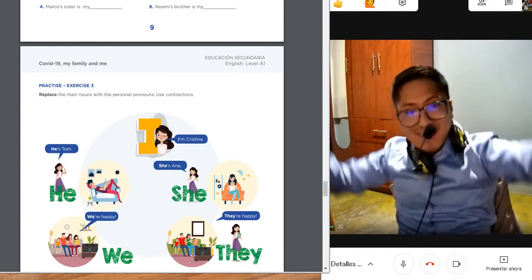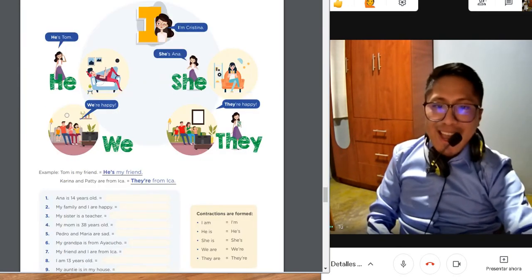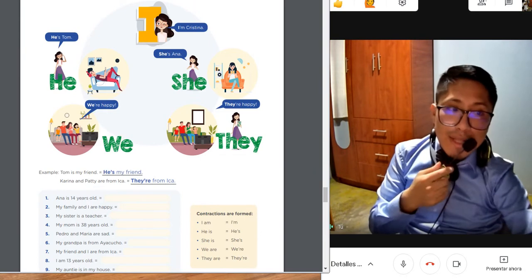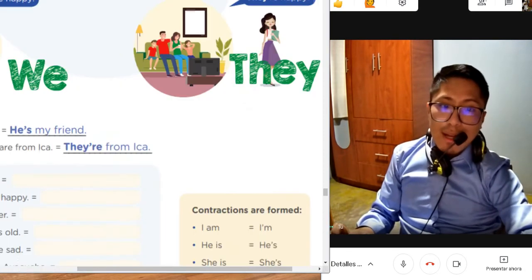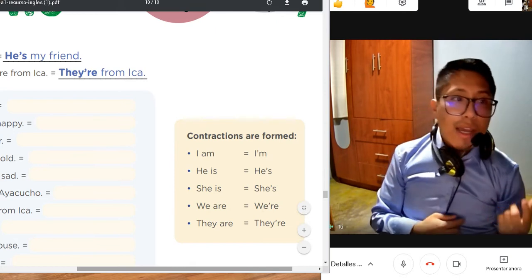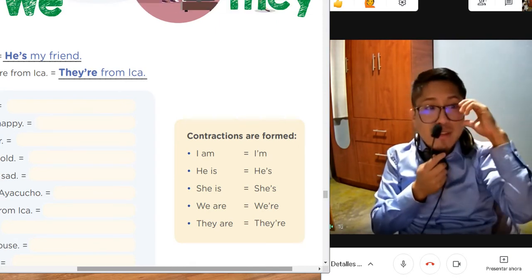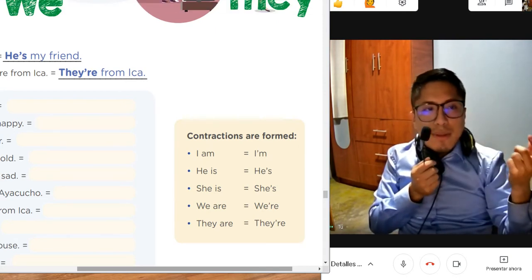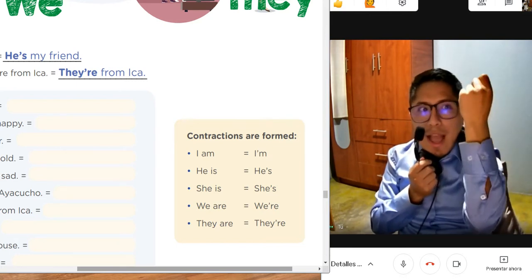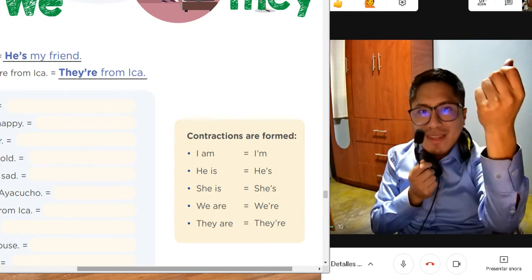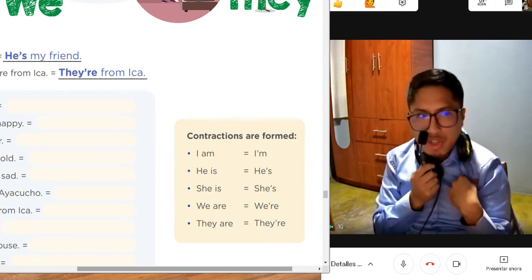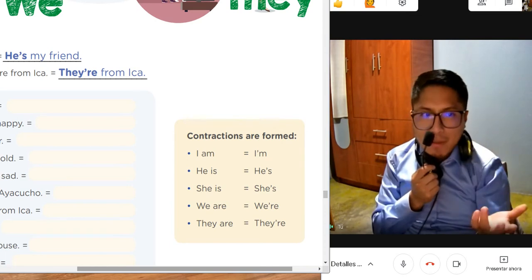Eso es todo lo que tenemos que saber. Ahora tenemos que usar aquí las contracciones. Y ya también lo saben ustedes muy bien. And do not forget the contractions. I am. I'm. Recuerdan, ¿no? La famosa frase de este personaje de Marvel. I am Iron Man. Igual, contraction. I'm the teacher. I'm Kevin.